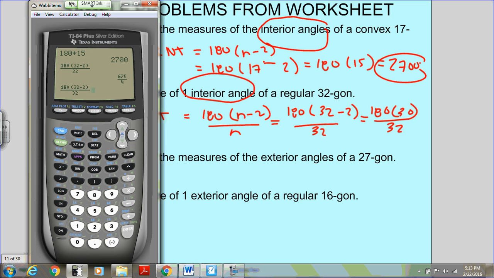So actually carry that out. Let me actually divide it. I don't want it as a fraction this time. Go back. Delete. Delete. Clear. Alright, 675 divided by 4. And you get 168.75.